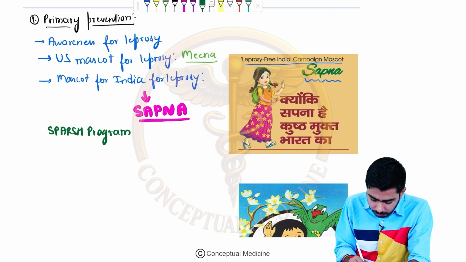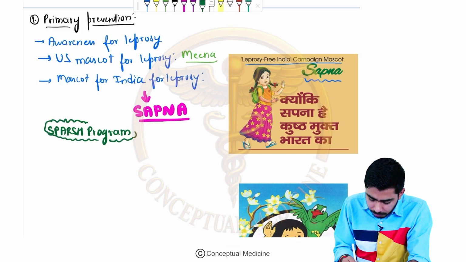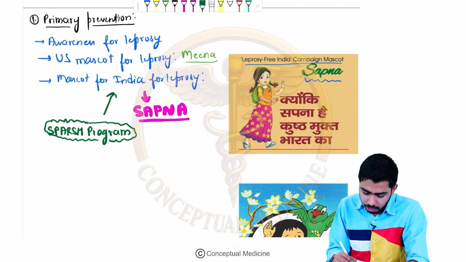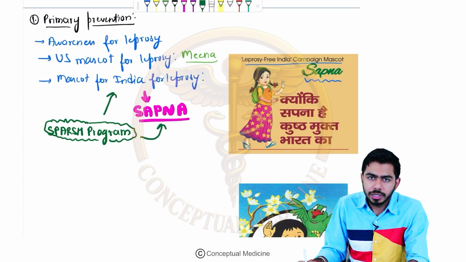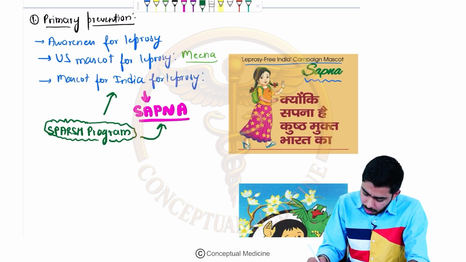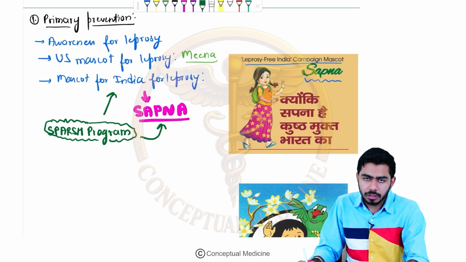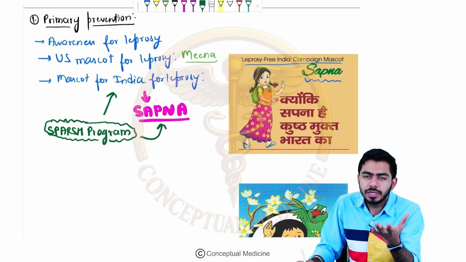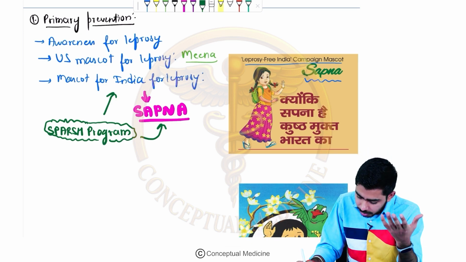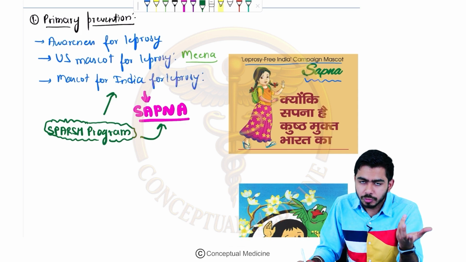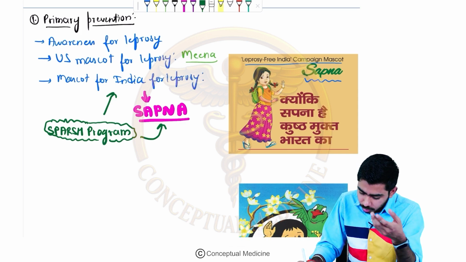That is the mascot program. In the mascot program, basically it was to create awareness among the people about leprosy using the mascot. For India the mascot is Sapna, and this is the thing you can see over here: क्योंकि सपना है कष्ट मुक्त भारत का. Sapna means dream in English. So the dream of India is that it should be leprosy free. That is the thing over here.